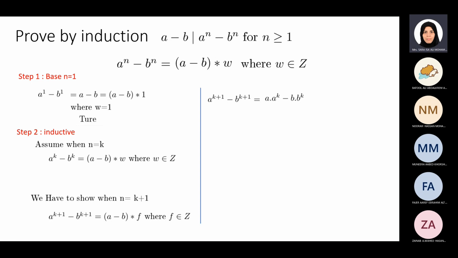Now, how can I use my assumption? Do you have an idea? What do you think? How can I get a to the power k minus b to the power k? That means how can I get this assumption here? I find it so I can substitute.